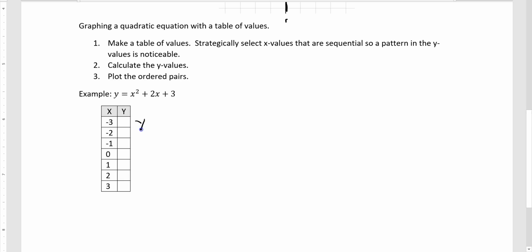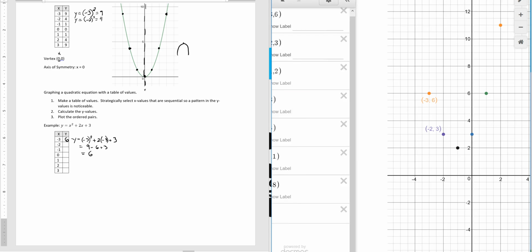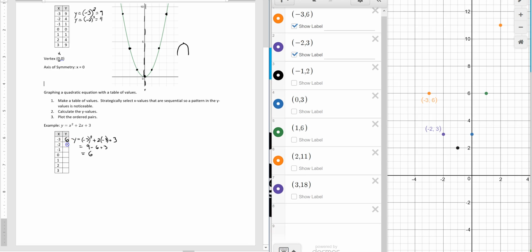If I substitute in this strategic x value of -3, then I would have -3 squared plus 2 times -3 plus 3. And this ends up giving me 9 minus 6 plus 3. So it gives me 6. That means the y value is 6. Earlier I had done the arithmetic for these values. I have -2, 3 as my next ordered pair, -1, 2, 0, 3, 1, 6, 2, 11, and 3, 18.